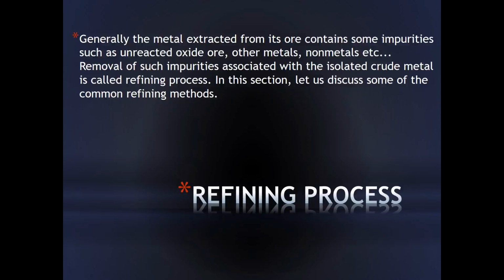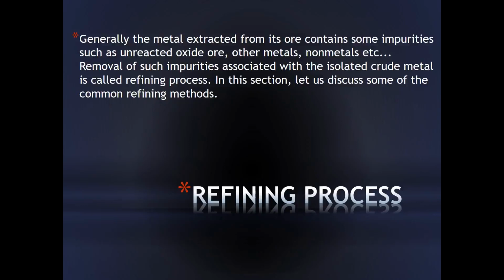Extracted metal, we have found. Okay, aluminium oxide இருக்குனா aluminium oxideல இருந்து அலுமினியமை தனியா எடுத்துட்டோம். அந்த அலுமினியம்ல some impurities இருக்கும் இல்லையா? There will be some impurities in the extracted metal such as unreacted oxides, or other metals and non-metals எல்லாமே கலந்து இருக்கும். So removal of such impurities associated with the isolated crude metal is called the refining process.